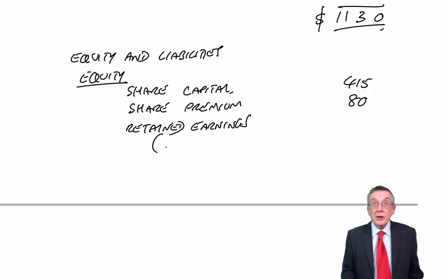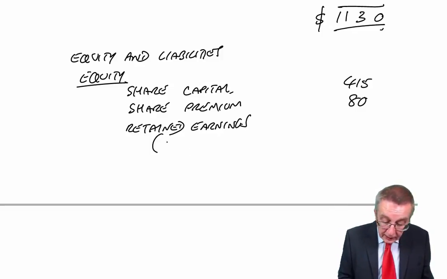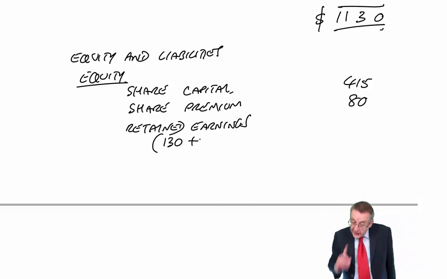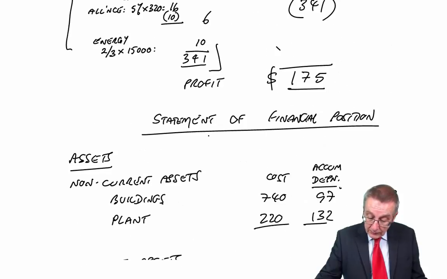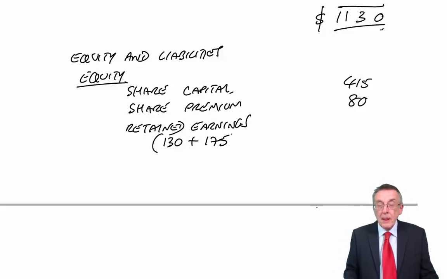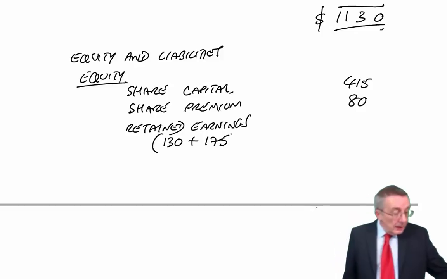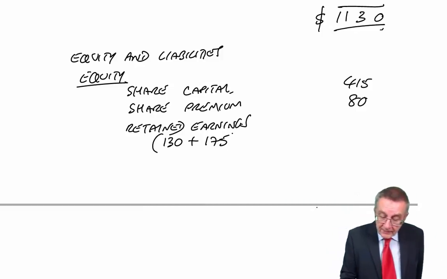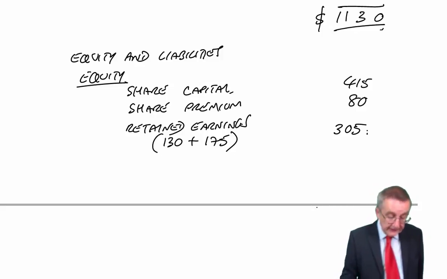And here I'll certainly show my workings. On the trial balance, the retained earnings so far were 130. But this year, it'll go up by this year's profit, which was what? 175. And it would fall by any dividends this year, but by now we've looked through the whole thing. There's no mention of any dividends at all. And so the retained earnings are 305.